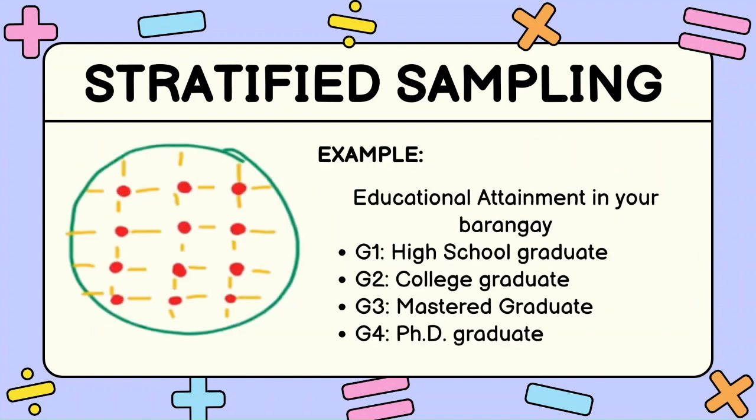So, for example, educational attainment in your barangay. The population in your barangay is divided based on their educational attainment: high school graduate, college graduate, master's graduate, or PhD graduate.